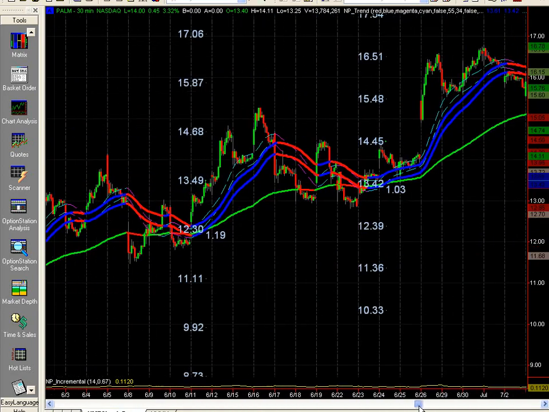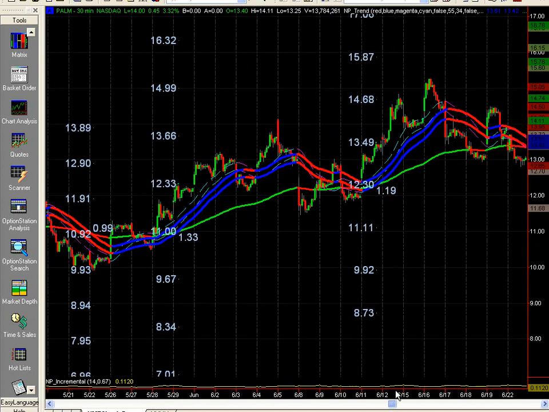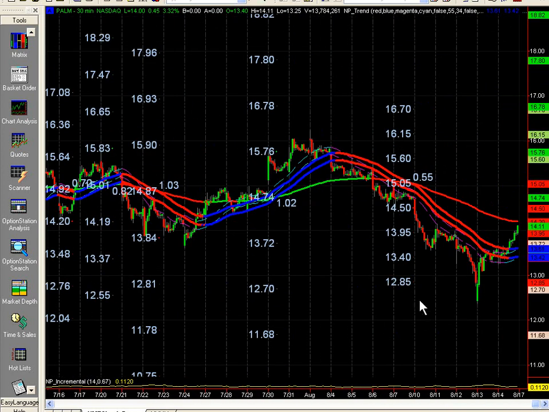This is way too many setups. So PALM, I can tell you right away when I see that many numbers, that many setups, it's choppy. Not interested. Even if it's had a recent real nice trade, it would immediately drop off my list.